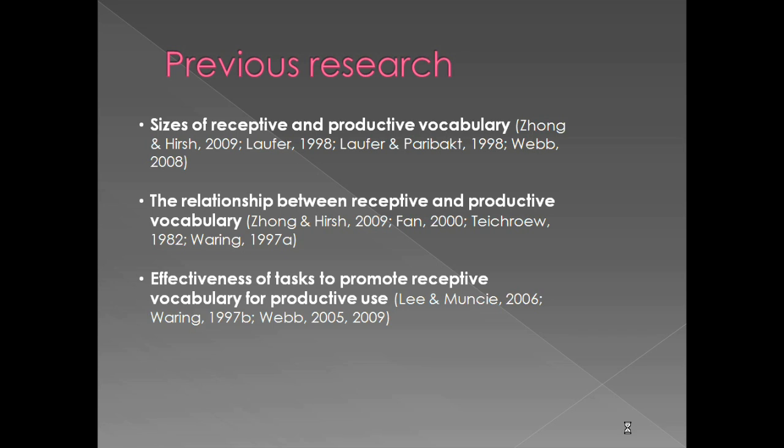In terms of the relationship between receptive and productive vocabulary knowledge, or the growth of these two vocabulary knowledge sizes, we also have a consistent finding that these two types of knowledge size grow at different paces. Some researchers found that as these two types of vocabulary size develop, the gap between receptive and productive vocabulary knowledge size becomes bigger. Research also finds that receptive vocabulary knowledge grows faster than productive knowledge.